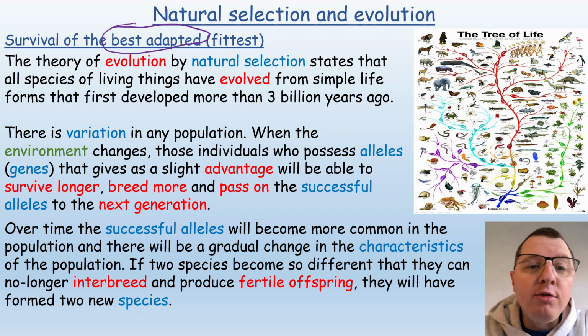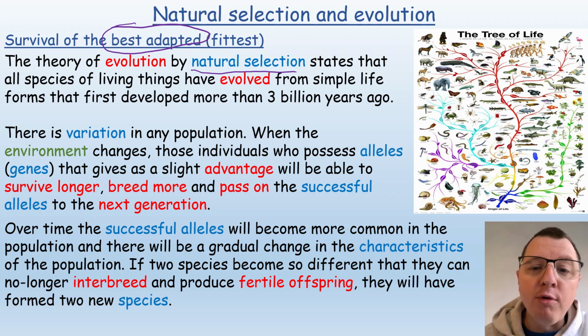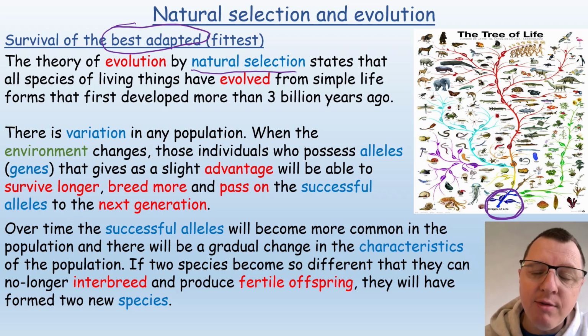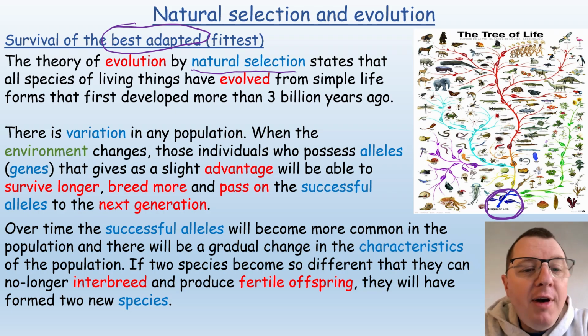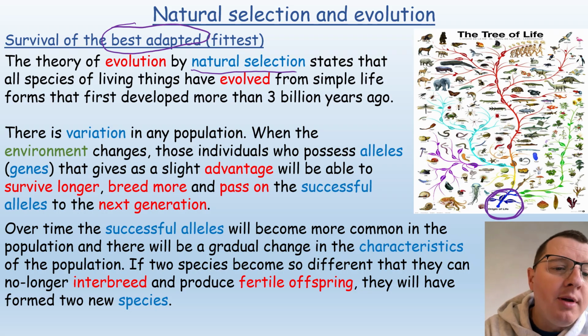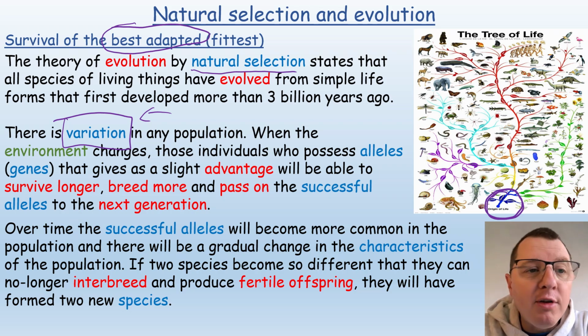So the theory of evolution by natural selection states that all species of living things have evolved from simple life forms that first developed more than 3 billion years ago, and you can see that in this BBC poster down at the bottom there. So there is variation in any population. In my previous video on variation, we discussed that variation is caused by either the genes that you are born with or the effect of the environment on your phenotype, on your characteristics as you grow and develop. So any population will always have variation in the individuals within that species.